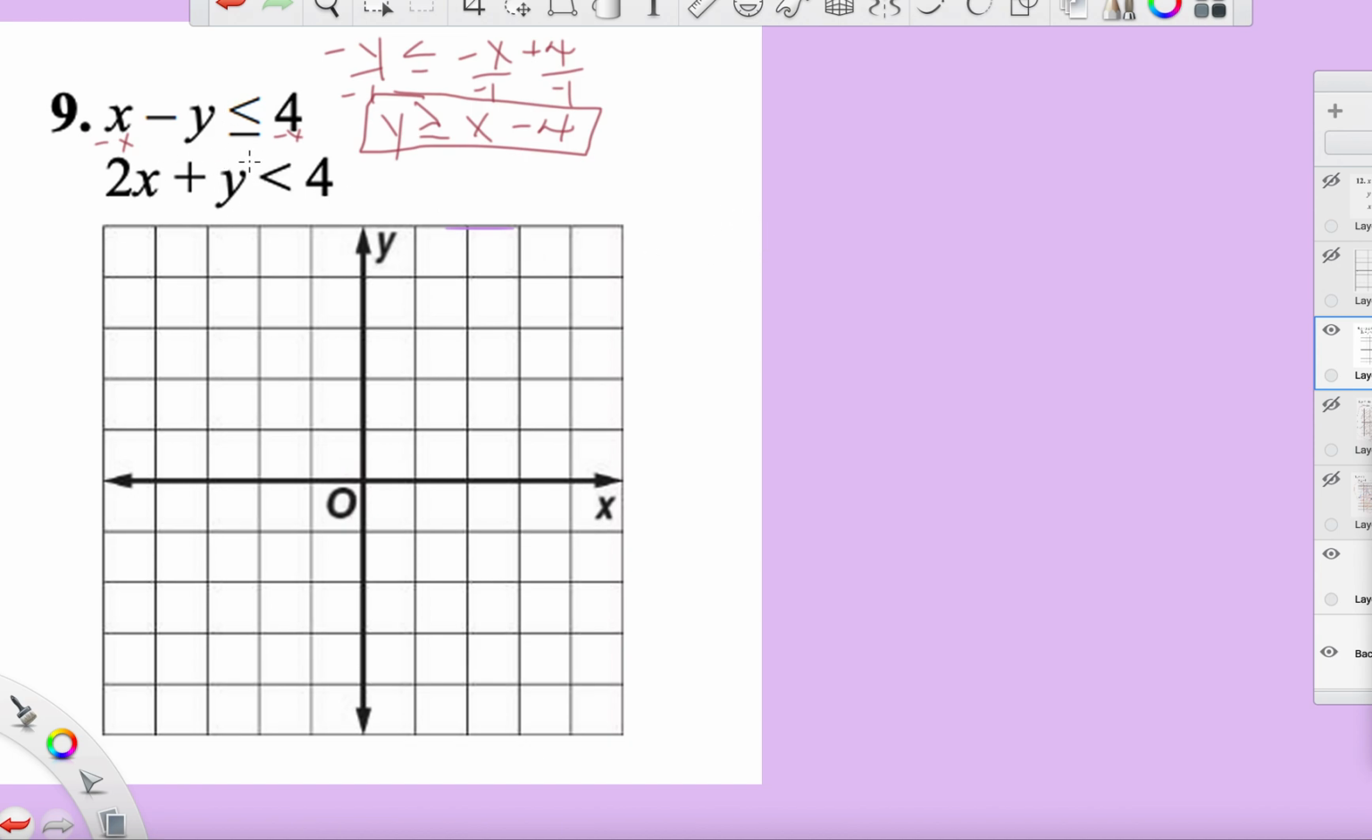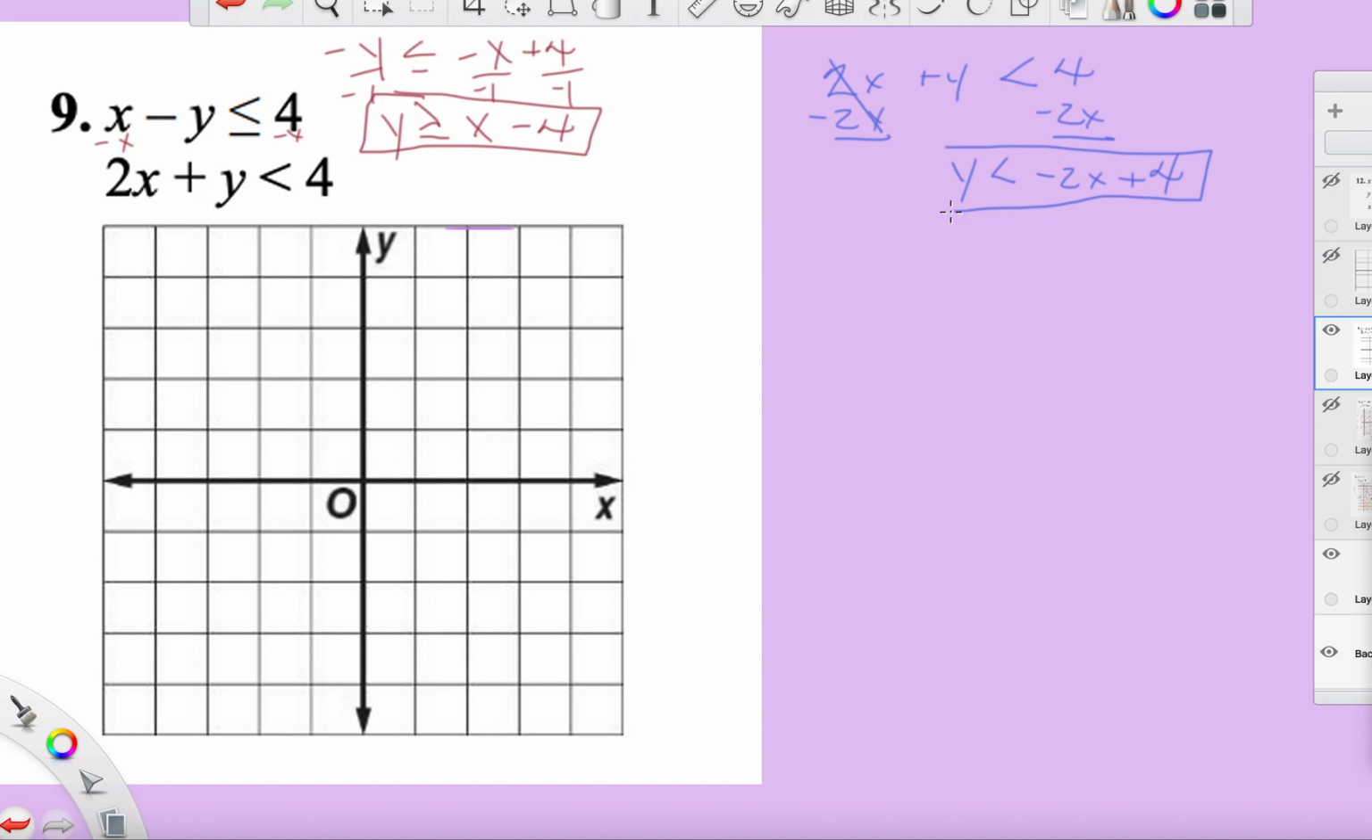And then let's go ahead and rewrite this. I'll use some space out here. I'll do the whole thing out here. 2x plus y is less than 4. Okay, well, I'm going to subtract 2x from both sides. That goes away. I can't put these together because they're not like terms. So I have y is less than -2x plus 4. Cool. So I have a second inequality here.